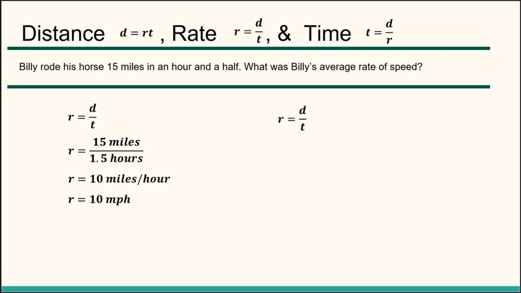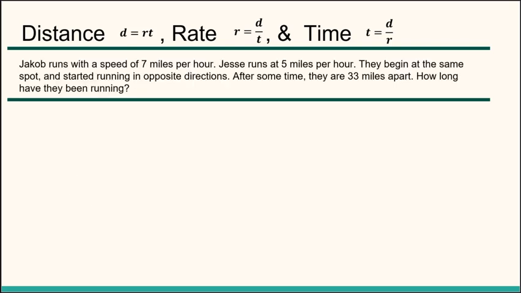We could also have done this problem in miles per minute. So we would have written 15 miles over 90 minutes, because that's what an hour and a half is. And then we would get that the rate is 0.17 miles per minute. So let's look at some more problems.